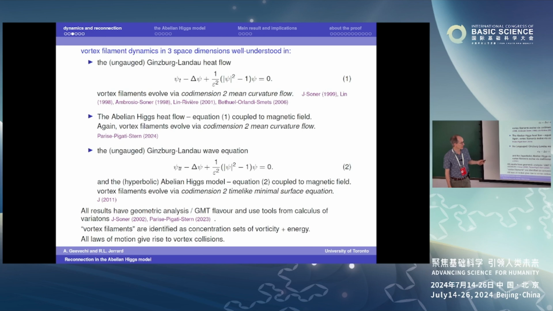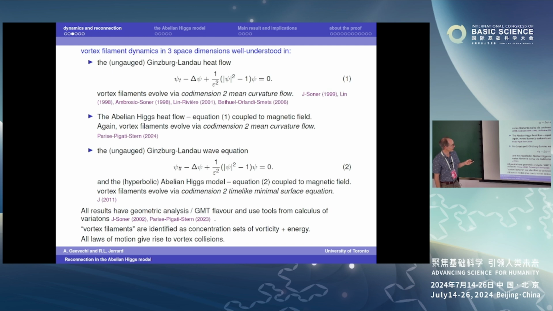Okay, and so the situations in which one might expect to observe reconnection are situations in which one observes stable vortex filament dynamics. As soon as I have vortices moving around, these one-dimensional curves moving around in R3, I can expect to see situations in which two of them collide. And so let me first review what's known about vortex filament dynamics in three space dimensions.